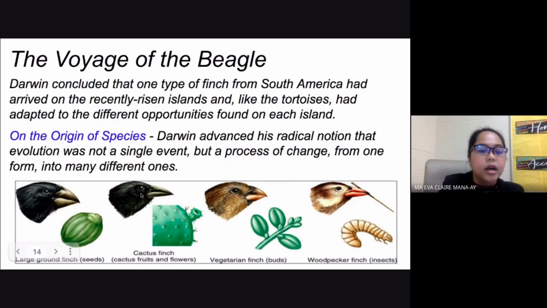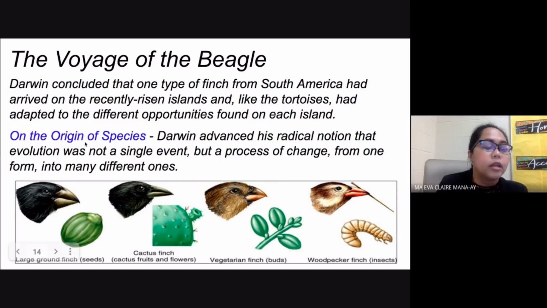Now on the other hand, this cactus finch here also has a differently shaped beak because its source of food is also different. So again, this tells us that nature, the environment, could dictate and influence the type of characteristics that we have. So Darwin then concluded that one type of finch maybe came from South America. It had arrived on the islands, and like tortoises, they had adapted to the different opportunities found on each island.